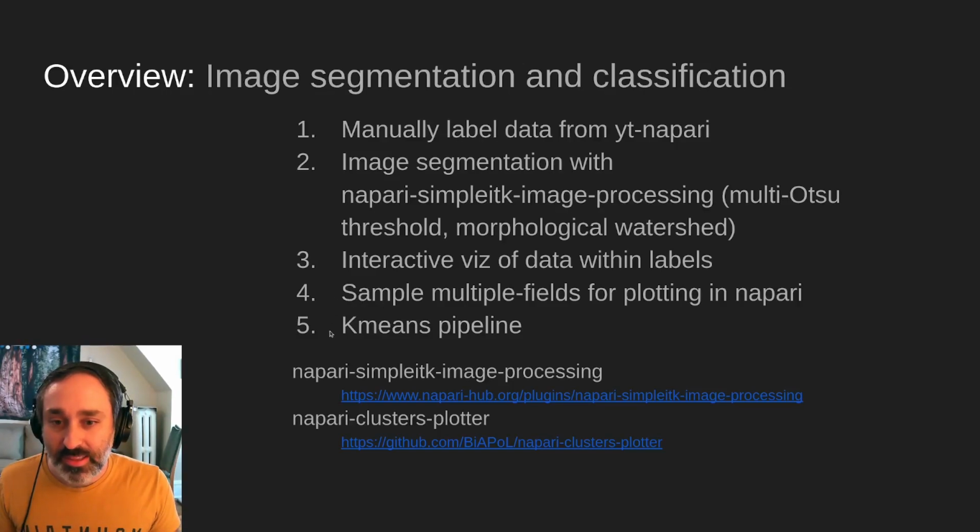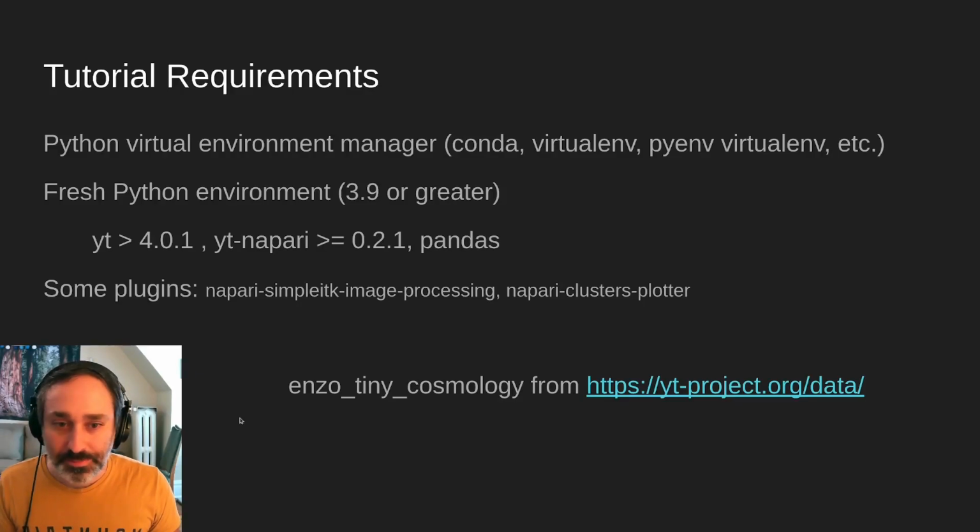And then we'll end with setting up a kmeans pipeline a couple different ways, and in this video we will rely on the napari-simpleitk-image-processing plugin, as well as the napari-clusters-plotter. And usual requirements as before, those plugins I mentioned will also be relying on pandas here, which you'll probably already have if you've done a full YT install. And we will be using the yt-tiny cosmology dataset, and probably also the isolated galaxy dataset.